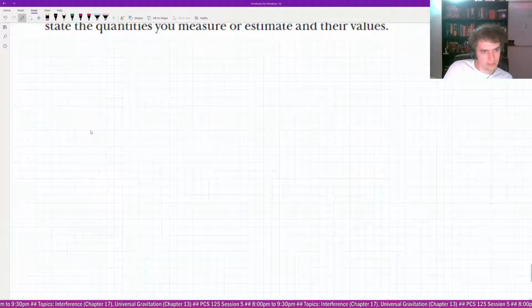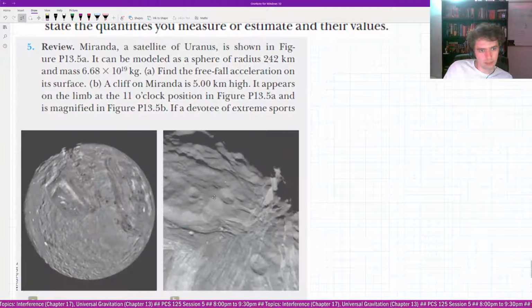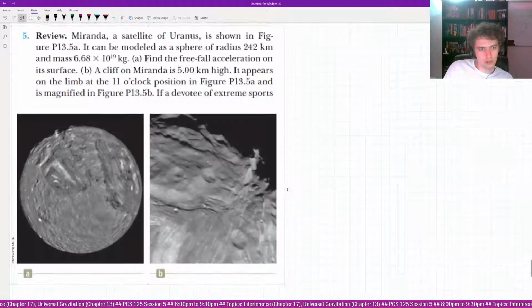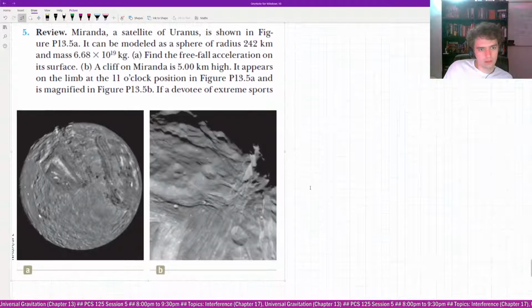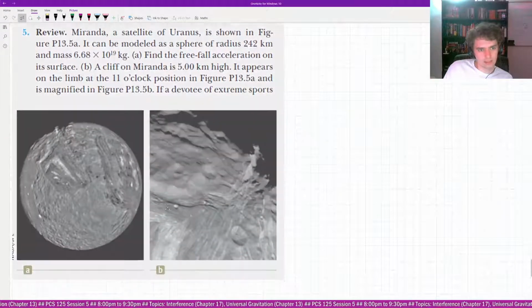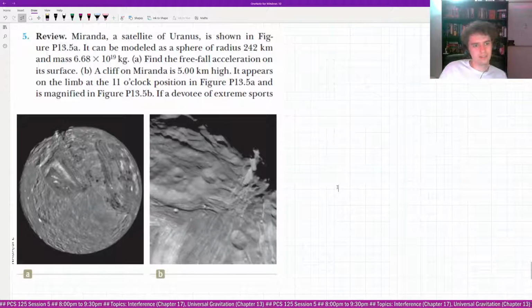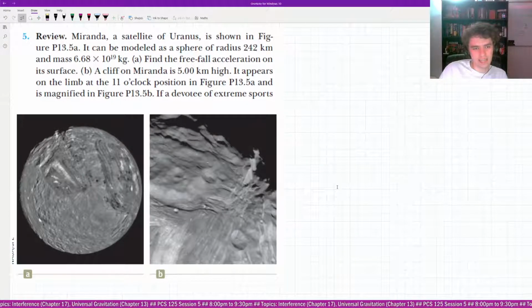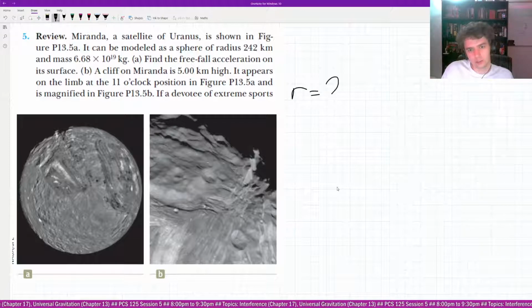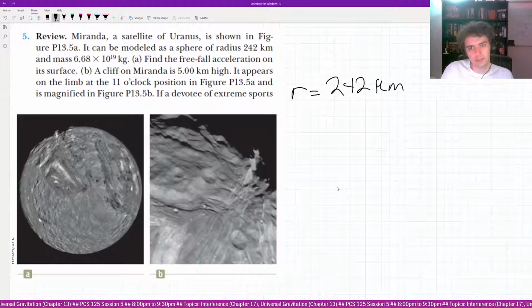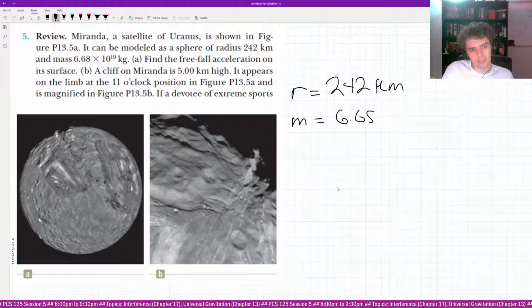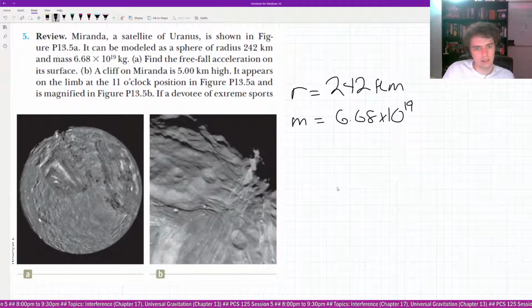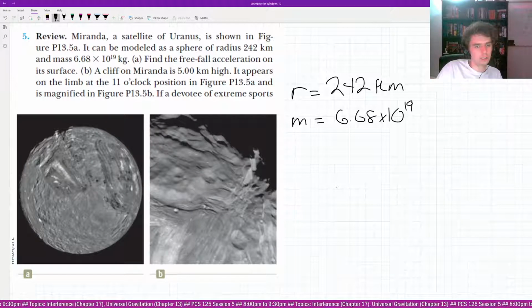Number 5 is this one, with a nice picture. Okay, so this planet can be modeled as a sphere of radius, so we have our radius here is 242 kilometers, and has a mass of 6.68 times 10 to the 19. Okay, find the free fall acceleration on its surface.